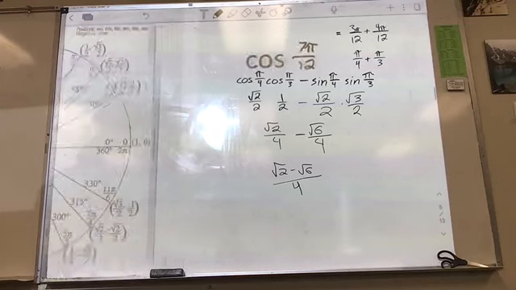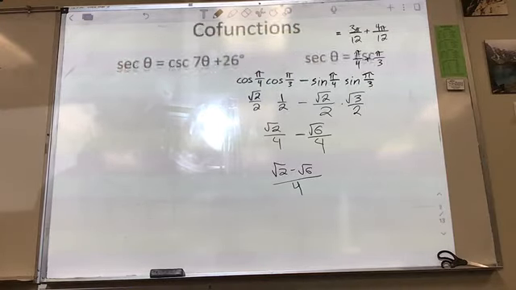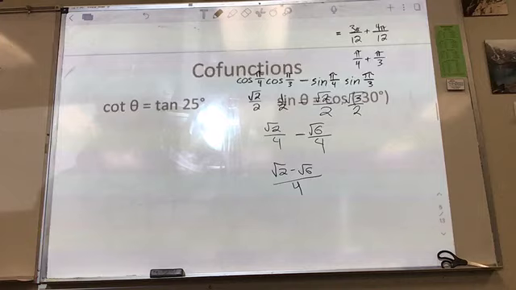Okay, well that's with cosine. With sine, I guess we don't look at sine yet. Let's look at cofunctions.